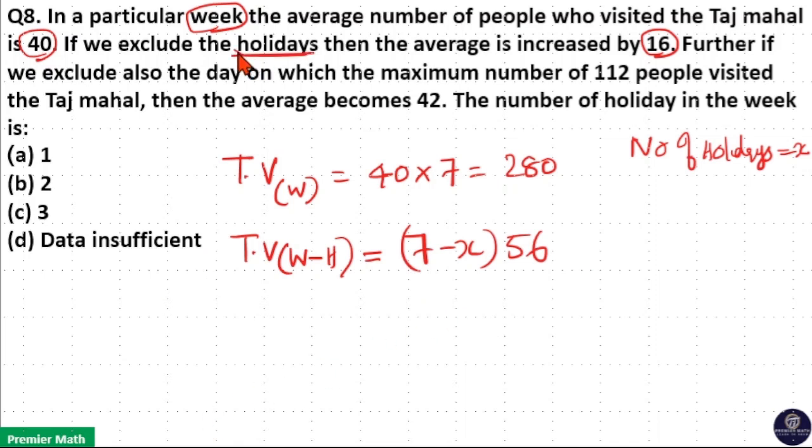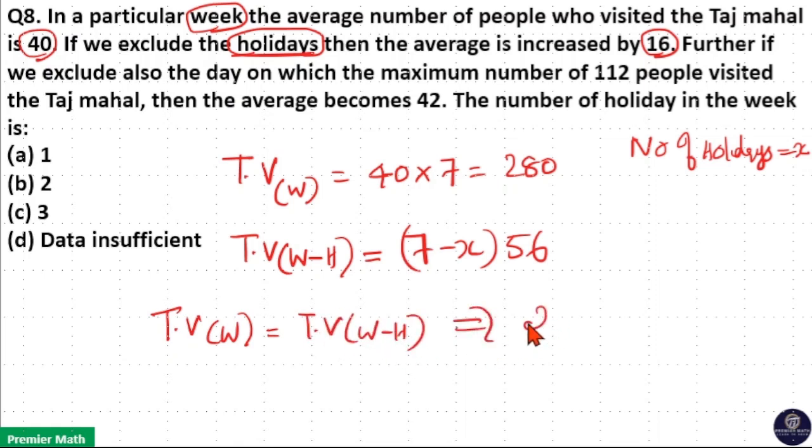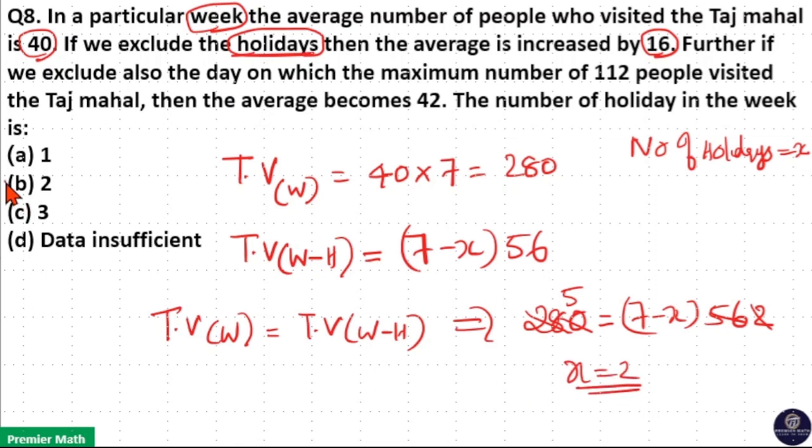Here you can see in holidays there are no people visiting the Taj Mahal. That means total visitors in a week is equal to total visitors in a week excluding holidays. That means 280 is equal to 7 minus x into 56. Now 28 goes 2 times in 56, 2 goes 5 times in 10. Now 7 minus x is 5 means x is equal to 2. So in this case also number of holidays is 2.